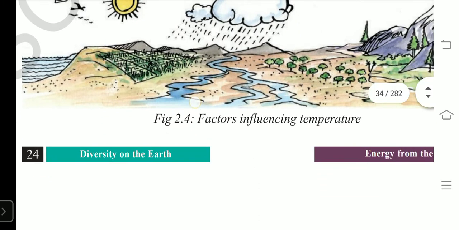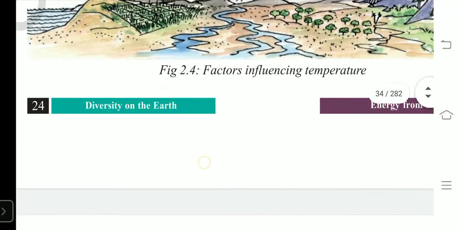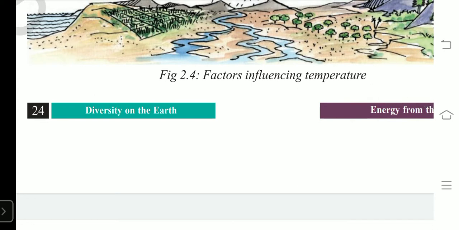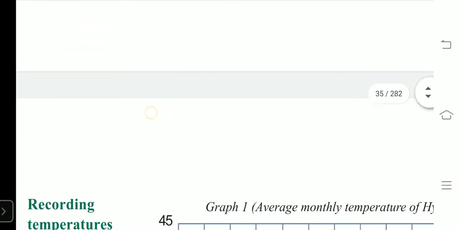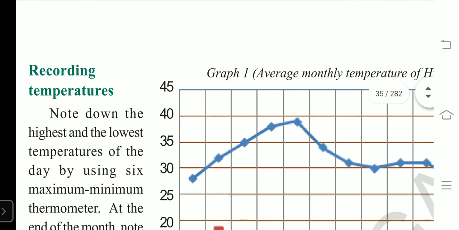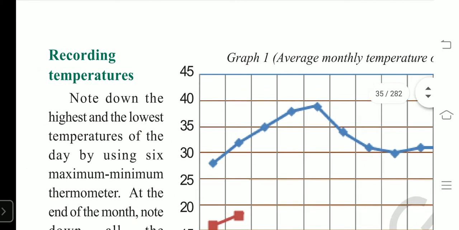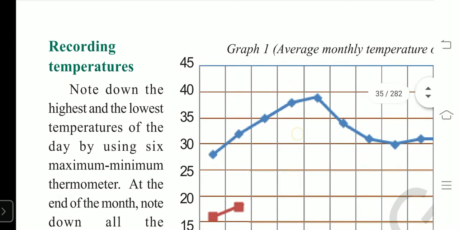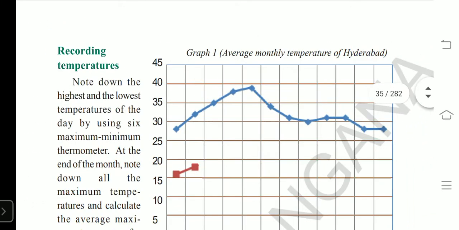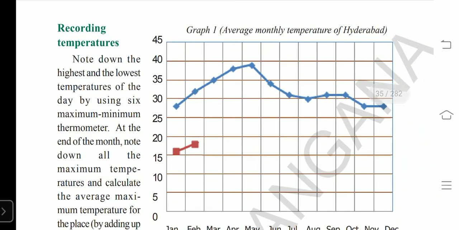Now, before going to the factors influencing the temperature, we will see how the temperature is recorded. Understand? Look at graph one, my dear students. What do you see here? You see two different colored lines. One is blue, another is red, right?